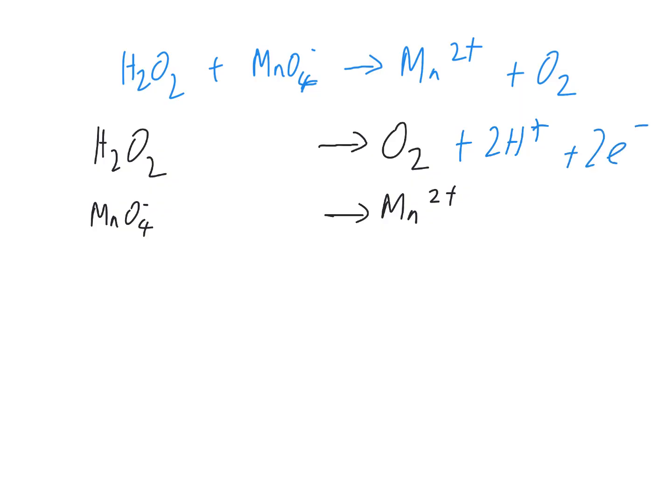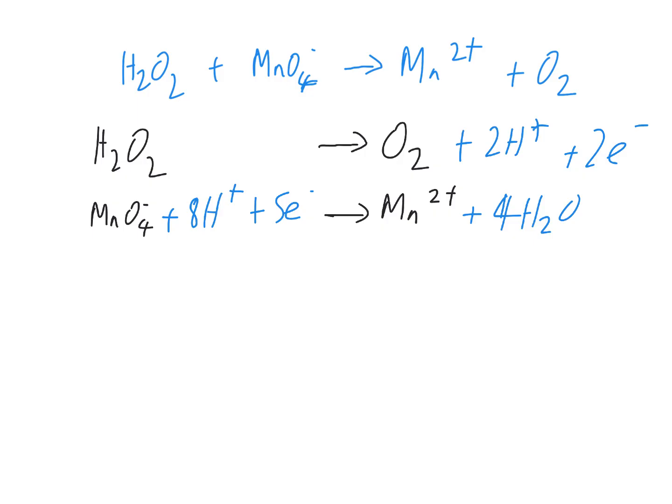Moving to equation number 2, manganese is balanced, so we move on to our waters, and we balance them by oxygen, by adding 4 waters on the right hand side. We then need hydrogen on the left hand side, and then we need electrons, and in this case we add 5 electrons on the left hand side. And now we come to the hard part.